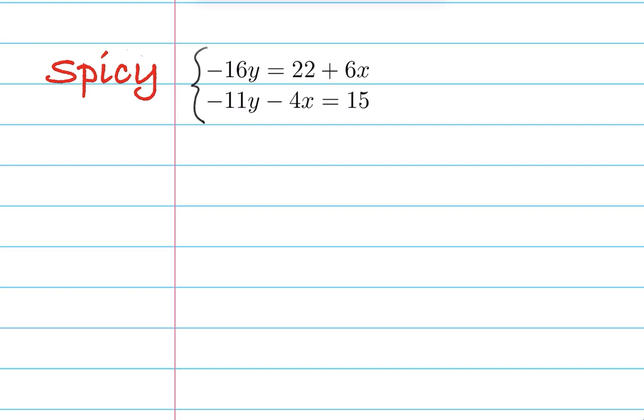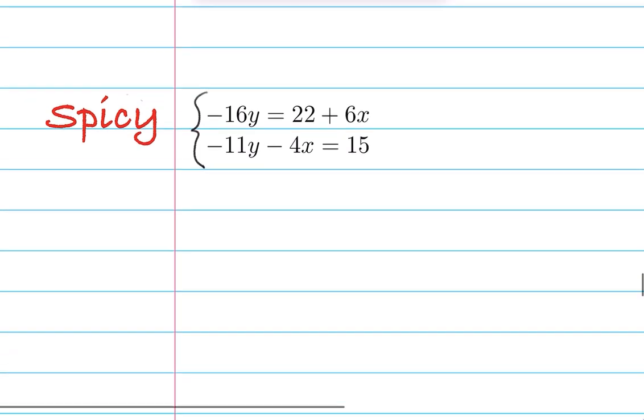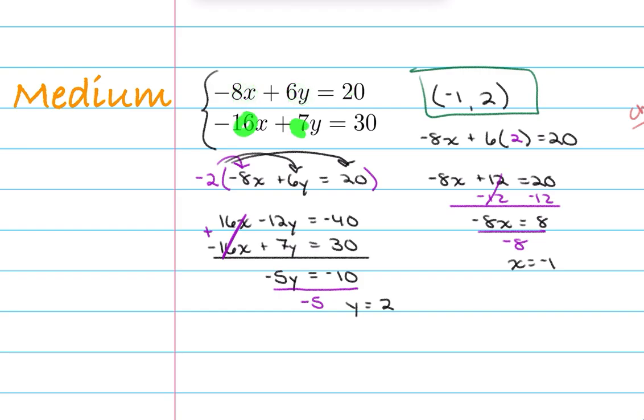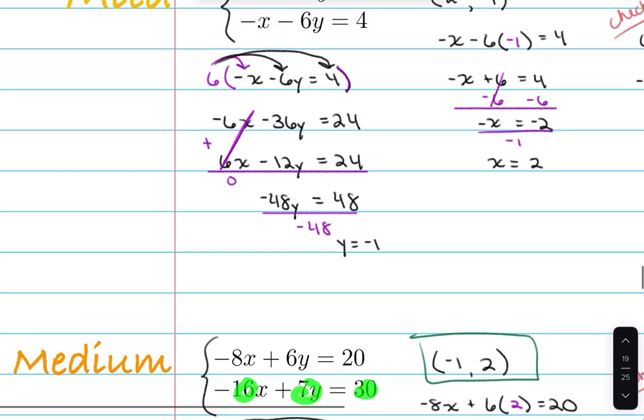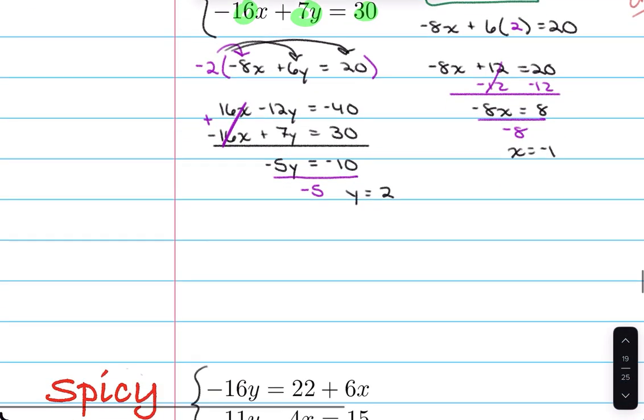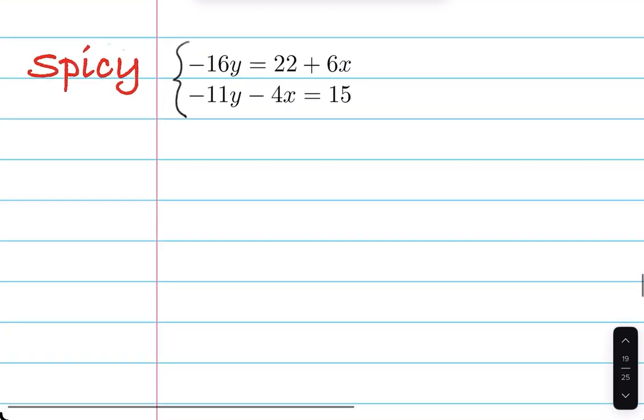We're going to rewrite this top equation so that it's in that format that we usually see. All right. If you look at the previous examples we've done, you see the x, the y equals a number. The x, the y equals a number. We're going to do the exact same thing here.